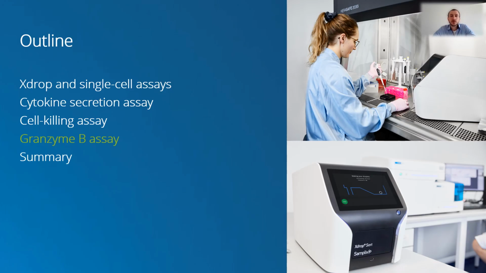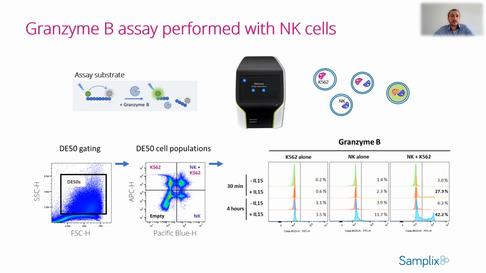Now the final assay I will show you is the granzyme B assay. This is an assay where we have a substrate for granzyme B, which is co-encapsulated into the droplets together with the effector and target cells. The substrate has a fluorophore and a quencher. And when granzyme B is released inside the droplets, the substrate is cleaved and the fluorophore is released and can be detected by flow cytometry.